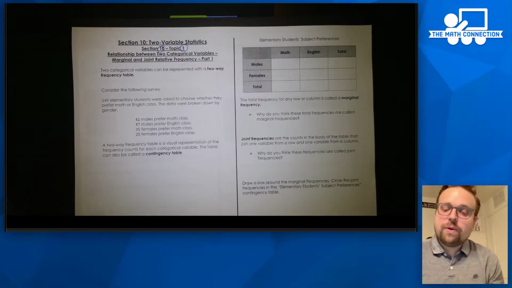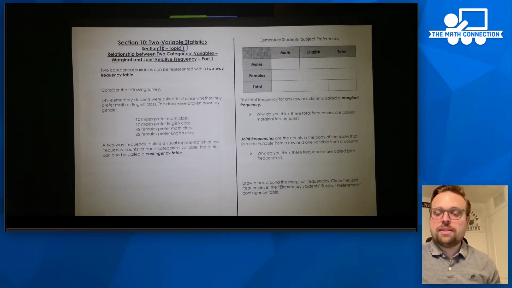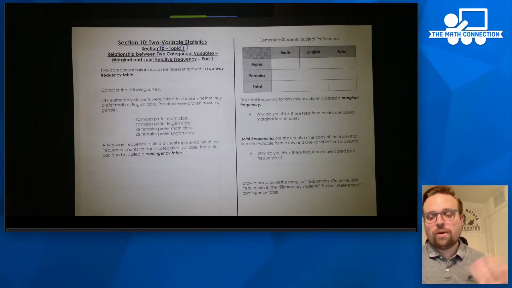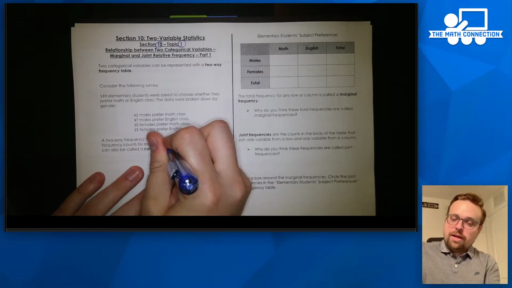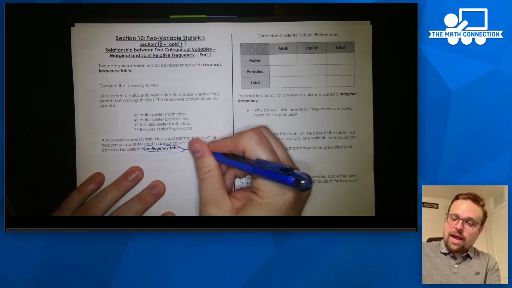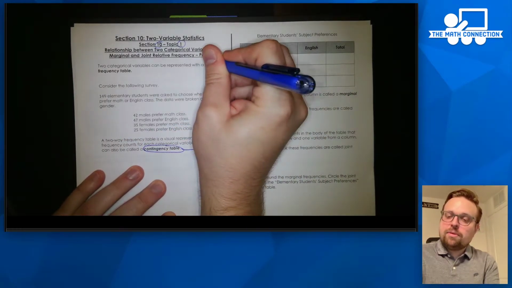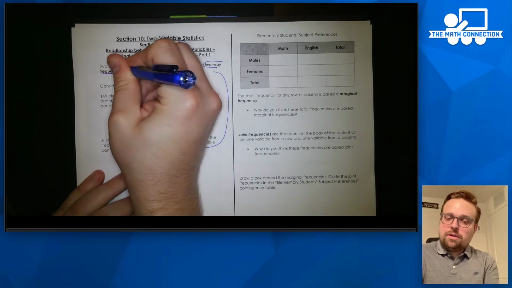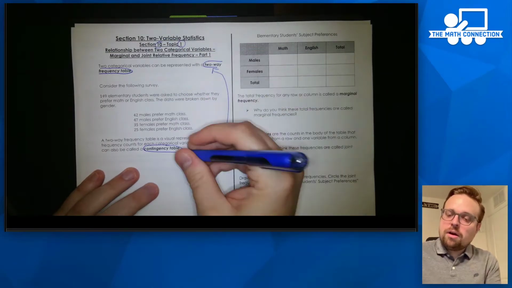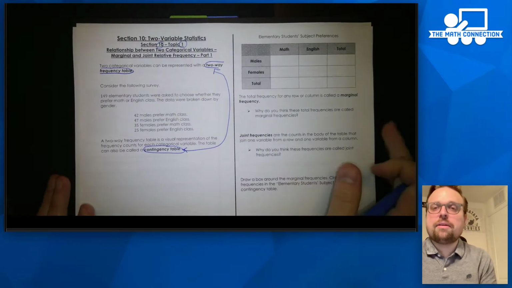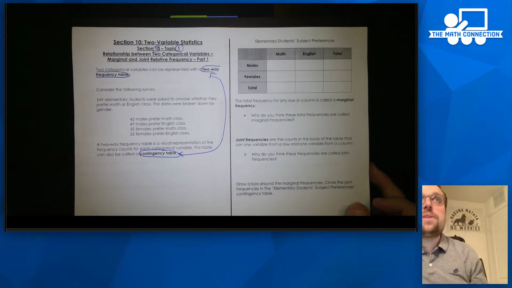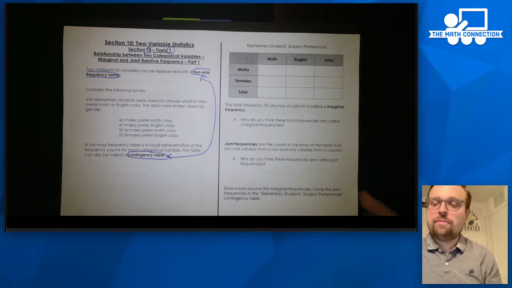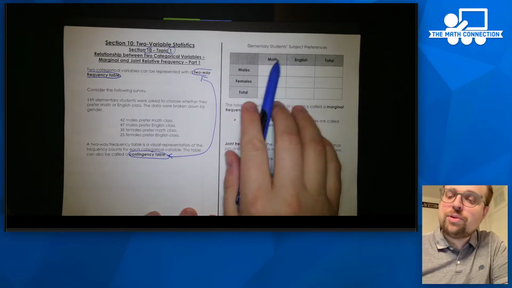So a two-way frequency table is a visual representation of the frequency counts for each categorical variable. It's kind of what I was just explaining. And the table can also be called a contingency table. So contingency table and two-way frequency table are synonymous. They mean the same thing, okay? So let's go ahead and get started filling in this information. So elementary students' subject preferences.